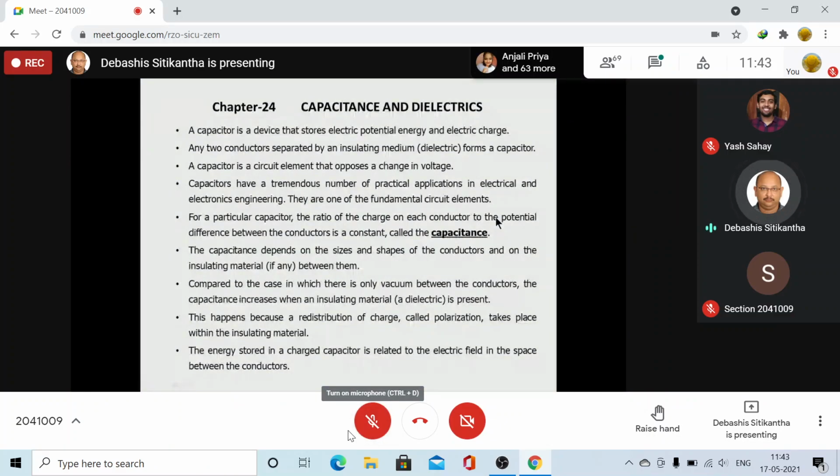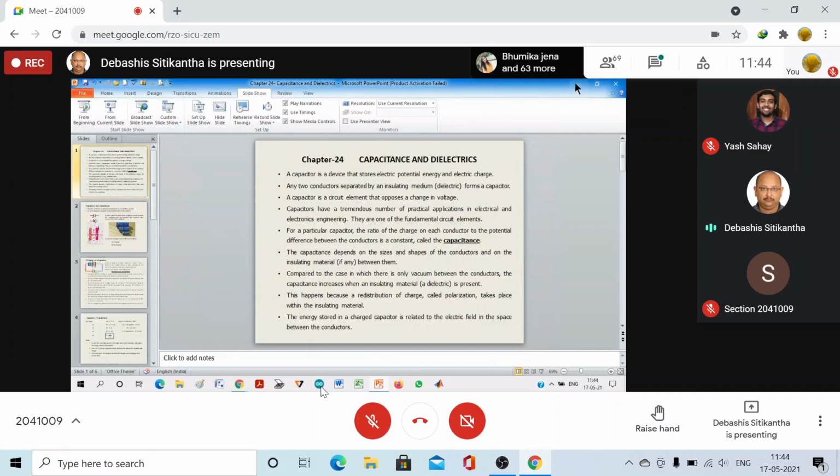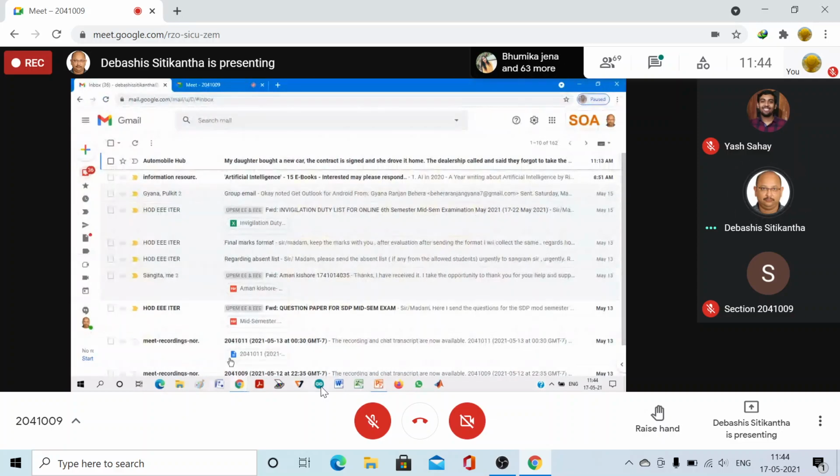Okay, so now let us move on to chapter number 24. Chapter number 24 is completely dedicated towards capacitors. And what is this capacitor? What are the uses? What are the theories, or what are the basic principles associated with this capacitor? All those things we'll study today. So what is a capacitor? Yes, who will tell me?